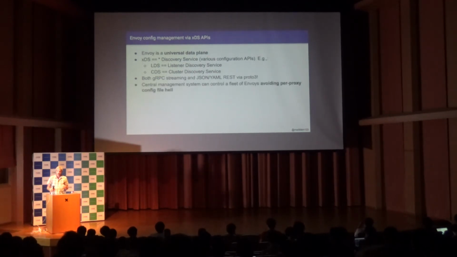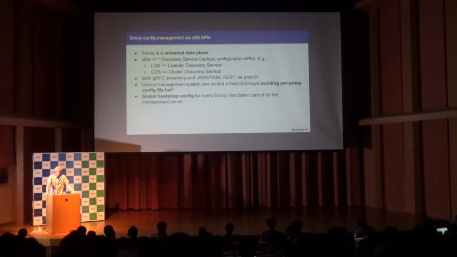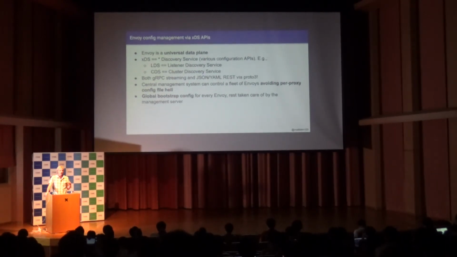As I was saying before, we would like to avoid what I call per-proxy config hell. Having to generate configuration files for all my proxies and get those onto different hosts can be very painful. So this allows us to have a central management server and have the configuration be driven from that server. What that really means is that I can deploy what we call a Bootstrap configuration for Envoy on every host. When Envoy loads, it'll look at its local environment. For example, it'll look at what region it's running in, or what its node ID is.